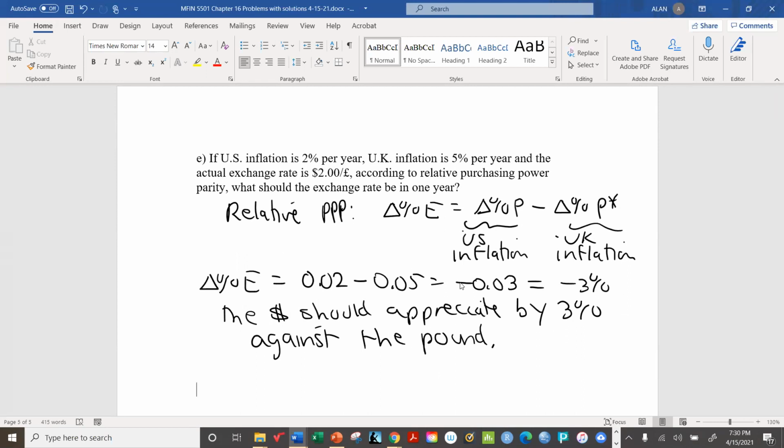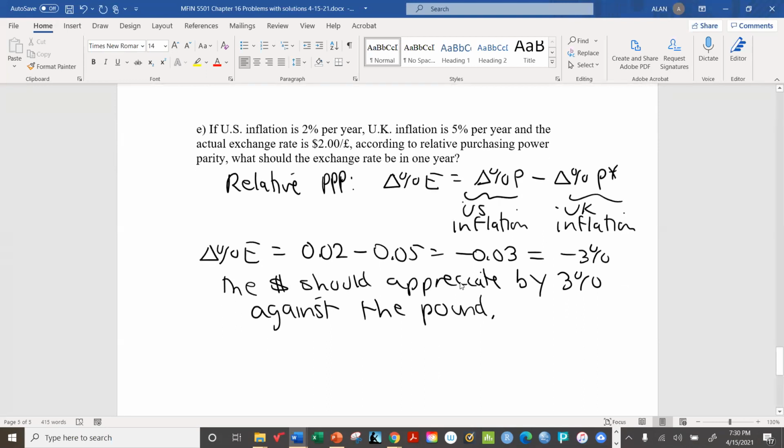And so if it does, given that it's currently 3%, then you would just say, all right, so in 1 year, the dollar should be selling for $2 per pound minus 3%. Remember, minus because it's appreciating. So that's $2 per pound minus 3 cents per pound.